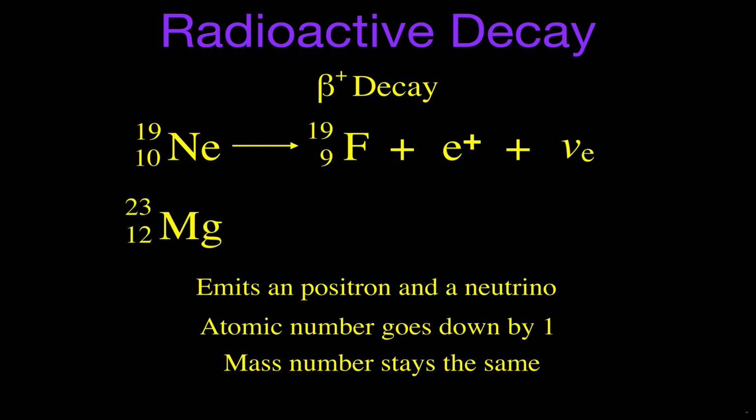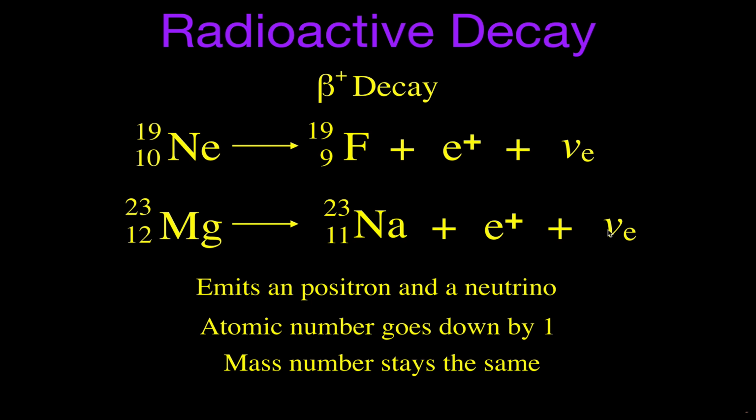Let's do one more. This time we have magnesium 23. Magnesium has 12 protons, element number 12, so it has 12 down here and 23 for the mass number. Once again, we draw our little arrow for our chemical equation. We write the symbol down for the positron and the neutrino, and we know that the atomic number is going to go down by 1 to 11. And the mass number is going to stay the same at 23, and element number 11 is sodium. So magnesium 23 undergoes beta plus decay to become sodium 23, and that will emit also a positron, which is the beta particle, and the neutrino.